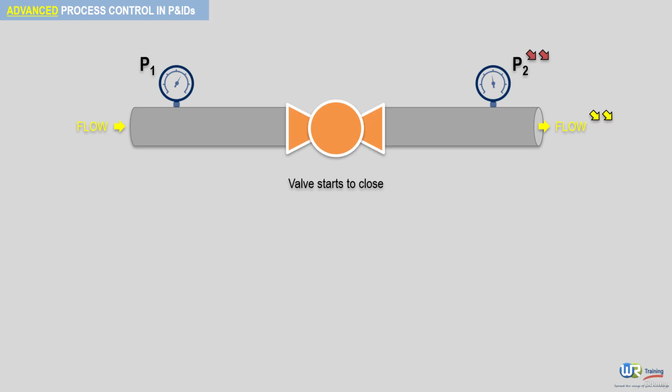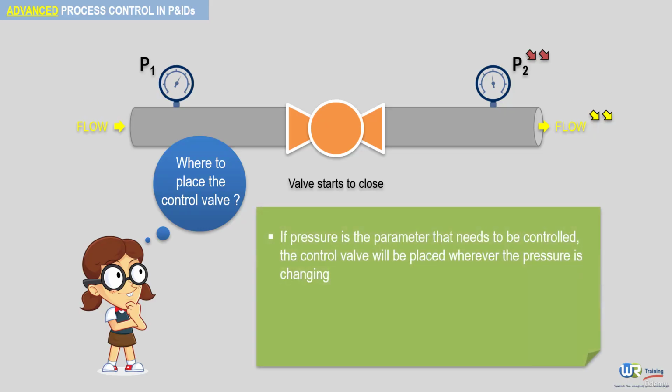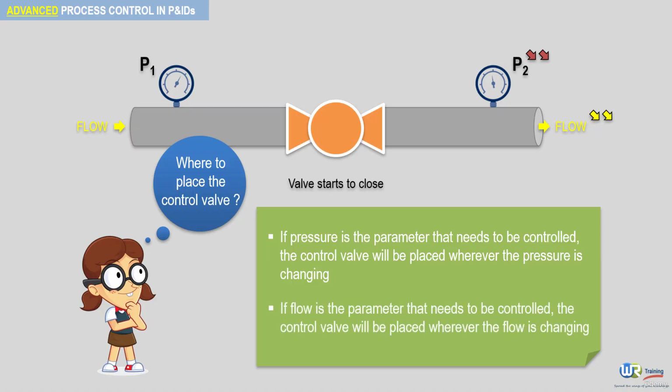So the question is, where do we place a control valve on a pipe? Or, in other words, where will you find the control valve on a pipe in your P&ID? There is only one rule to remember. If pressure is the parameter that you need to control, you will find a control valve wherever the pressure is changing. And the same applies to flow. If flow is the important parameter, then you will find the control valve wherever the flow is changing.